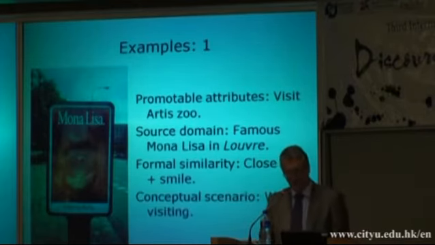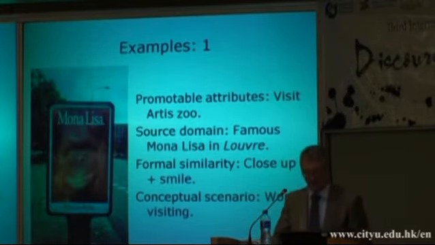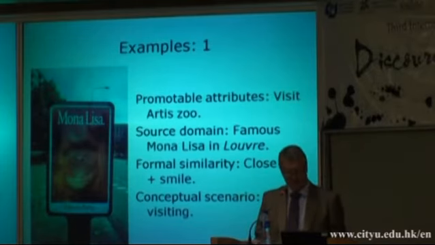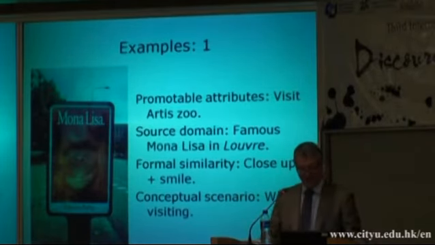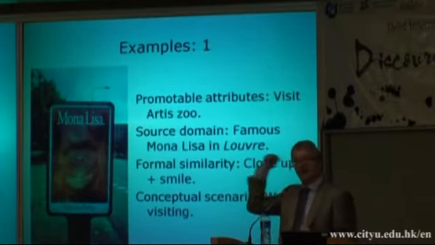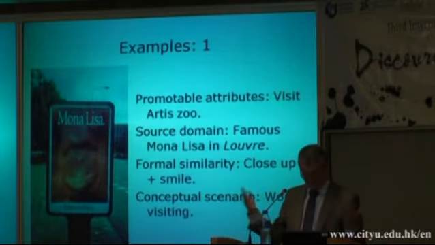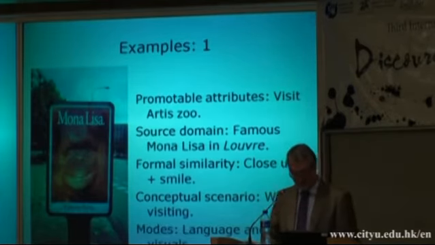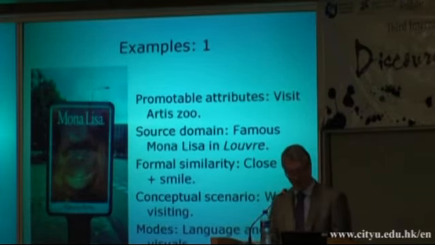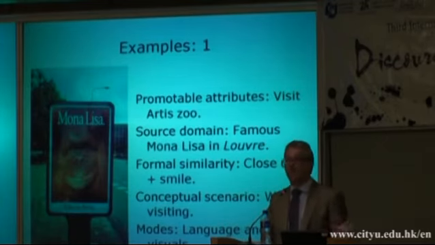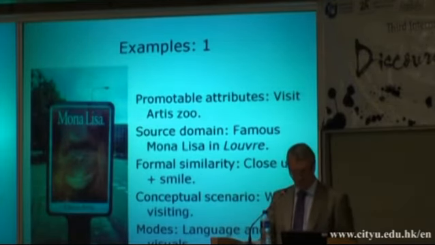What is the conceptual scenario? Well, it's worth visiting. Just as the Mona Lisa in the Louvre is worth visiting, so is this wonderful orangutan in Artis, which, by the way, is just a few streets down the road. You needn't go all the way from Amsterdam to the Louvre. It's close by. And what are the modalities used here? Language and visuals. They're both crucial. If you strip away either of them, the metaphor gets lost.